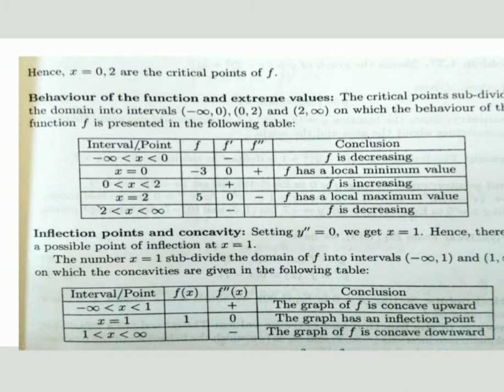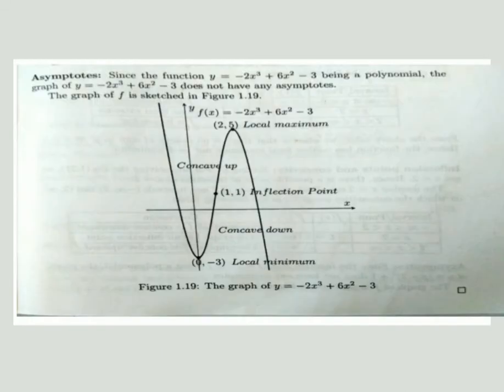Next x is equal to 1, we will obtain f of x is 1 and f double dash of x is 0. The graph has an inflection point. Next suppose x varies between 1 and infinity. f double dash of x is negative. So therefore the graph of f is concave downward. Next we shall see the asymptotes. Again, that is a polynomial, so the function does not have any asymptotes. Then look at the graph.